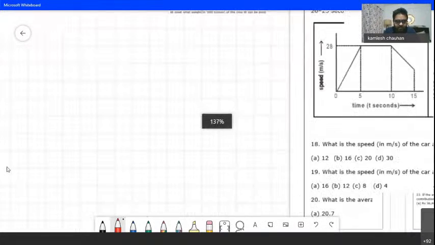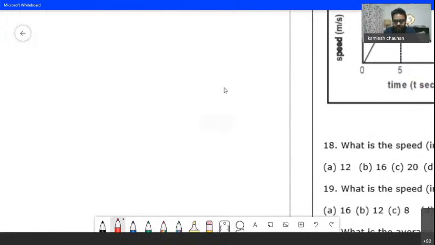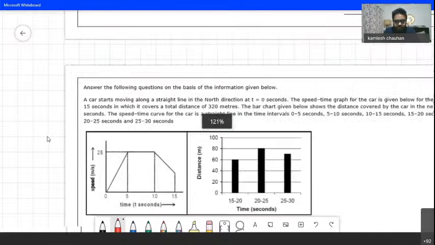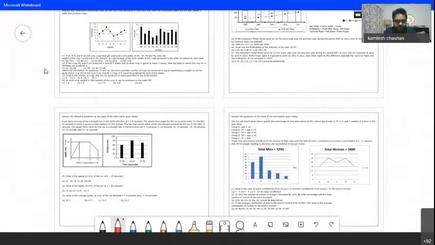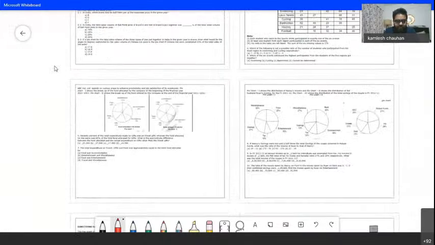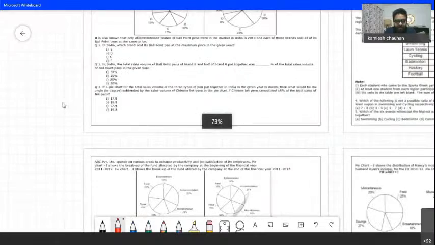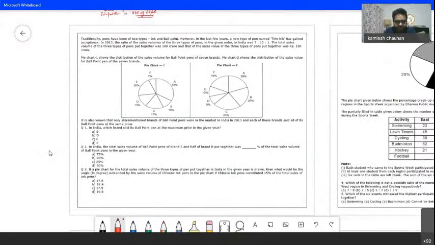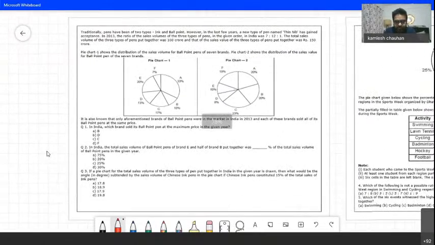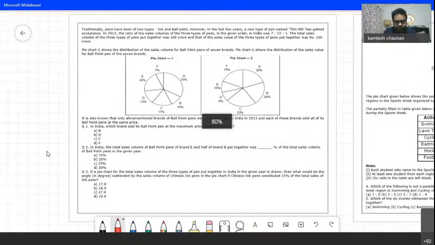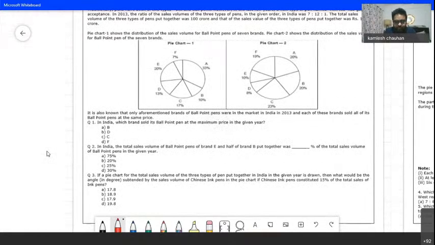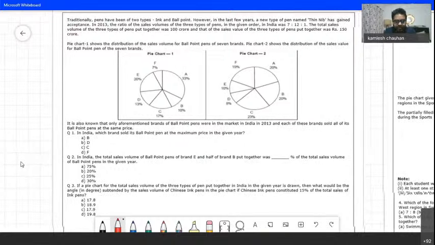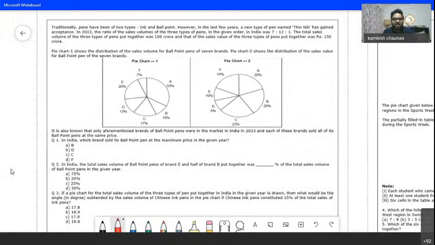Wait a second. Yes, I guess everyone, it's visible. So everyone read this set. I'll give you around 2-3 minutes, and then we'll start the discussion right away.